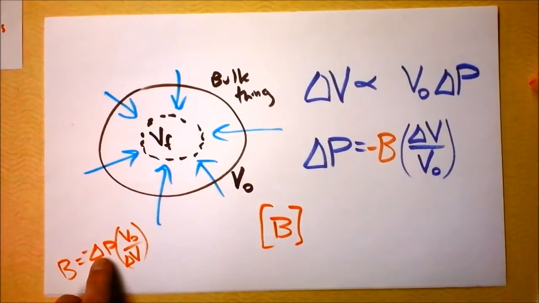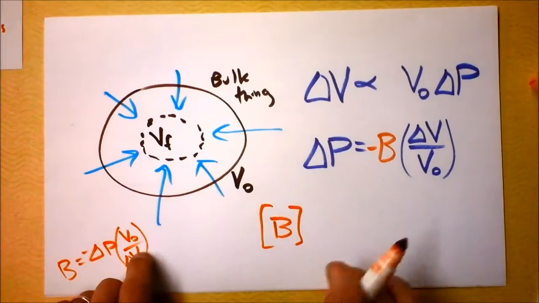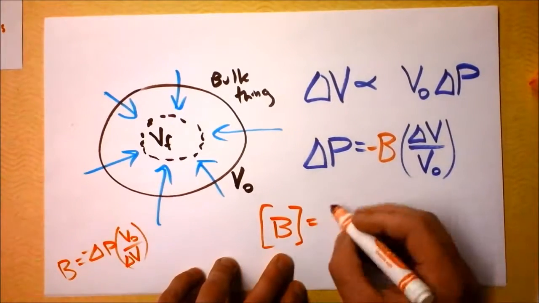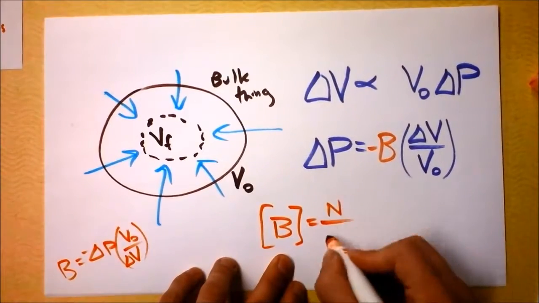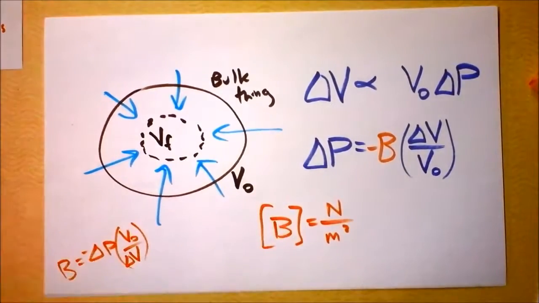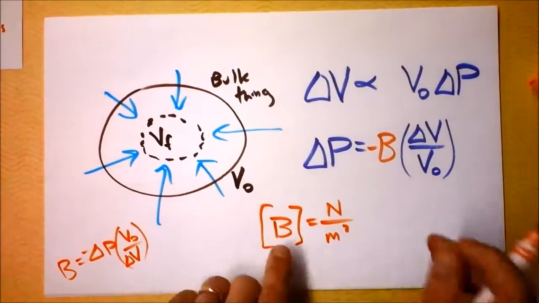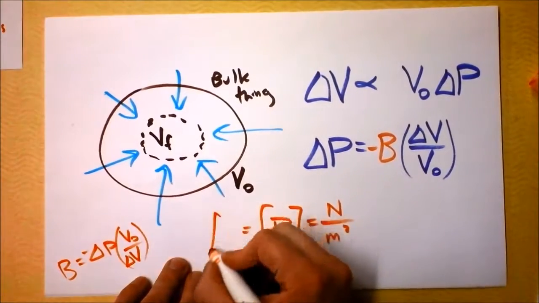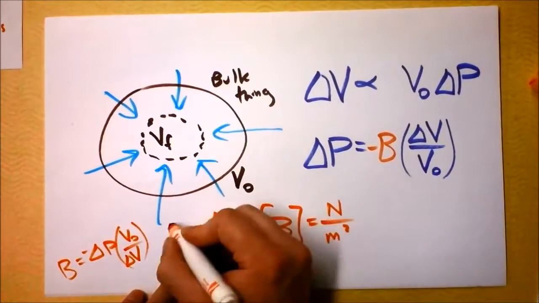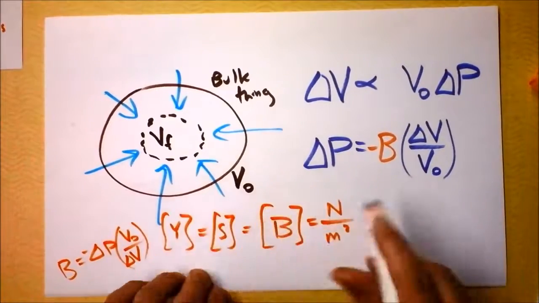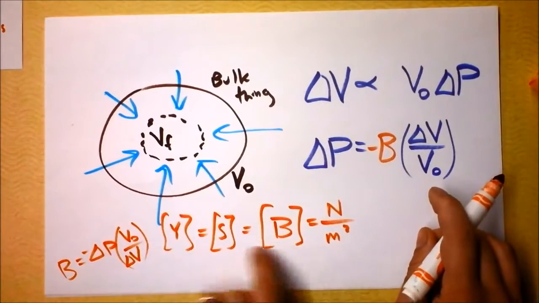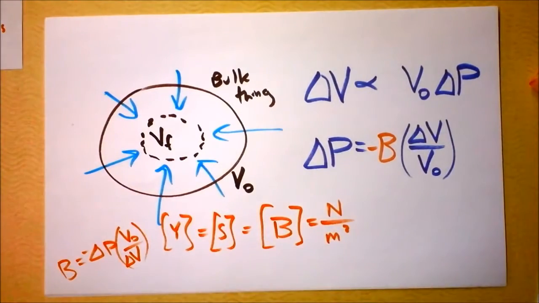Delta P, change in pressure. Pressure's force divided by area. This has no units at all. The units of bulk modulus are also newtons per square meter. So we've got units of shear modulus that are newtons per square meter, and we've got units of Young's modulus, that was changing the length of a thing, that are newtons per square meter. The units of all of these things are the same. They're pressure units. That's really cute.